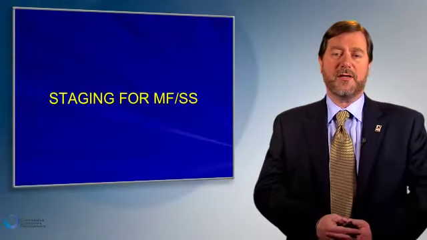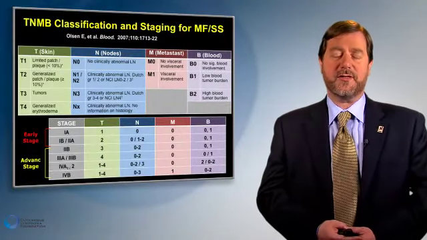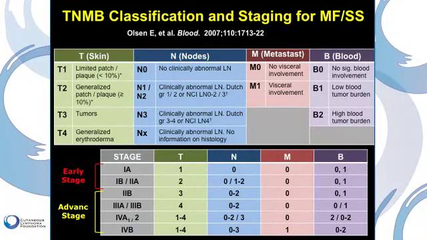So how do we stage CTCL and mycosis fungoides? This slide shows essentially the T, N, M, and B staging system, which stands for tumor, lymph nodes, metastases, and blood. I already mentioned the different T categories of staging, with T1 patch and plaque less than 10%, T2 patch and plaque more than 10%, T3 tumors, and T4 erythroderma. If you look at the prognosis of mycosis fungoides, really the T category is the most important.